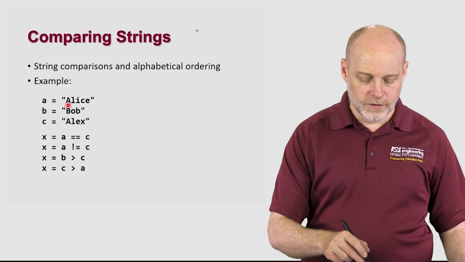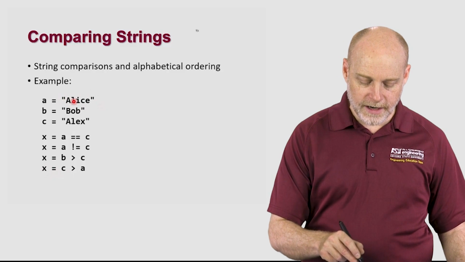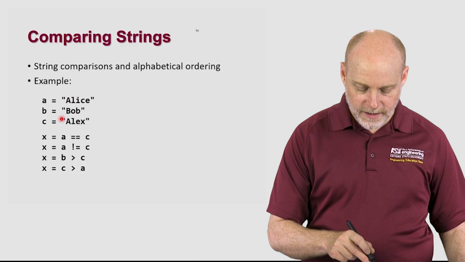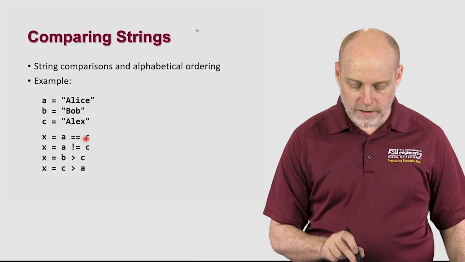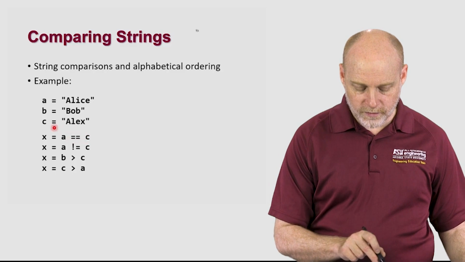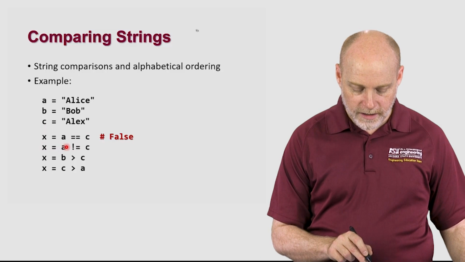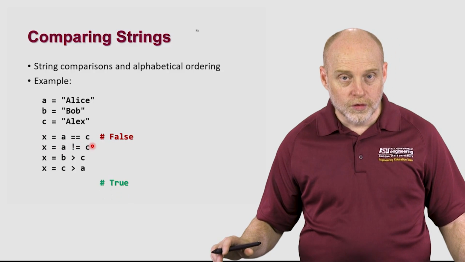The relational operators also work on string values, so we could compare strings containing, say, Alice or Bob or Alex. And so in this case down here, I'm comparing Alice and Alex for equality. And of course, those strings are not equivalent, so we would end up storing a false at x. And here we're saying Alice is not equal to Alex. And that, of course, would be true.